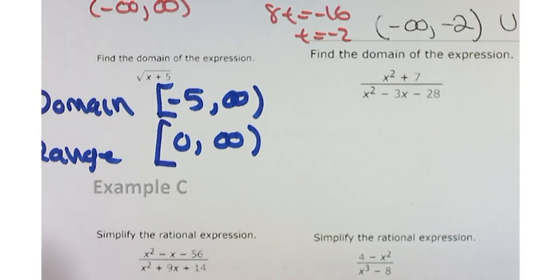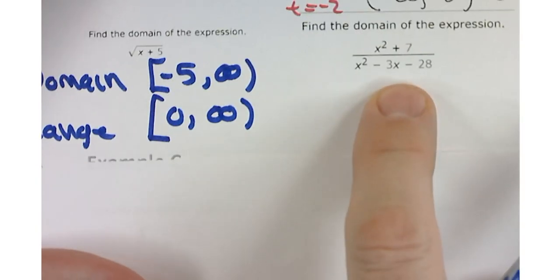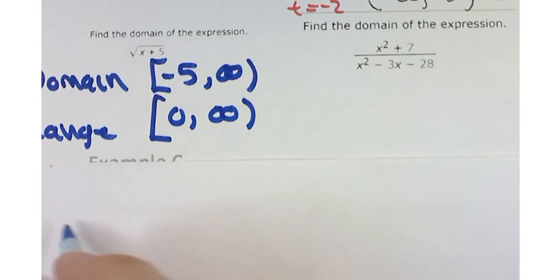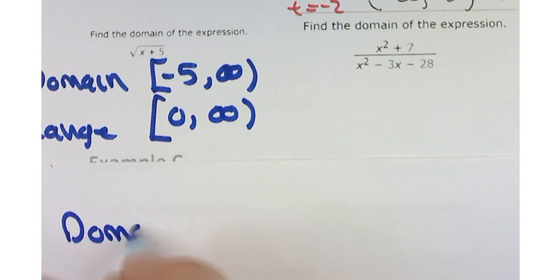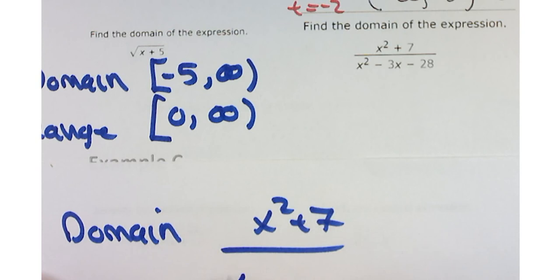Let's take a look at this next one. Find the domain of this expression. Is it just negative infinity to infinity? Can I just say it's everything? No. What's my worry about this? We've got to factor the denominator. What you're worried about is where the denominator is 0. So the domain of (x squared plus 7) over (x squared minus 3x minus 28).